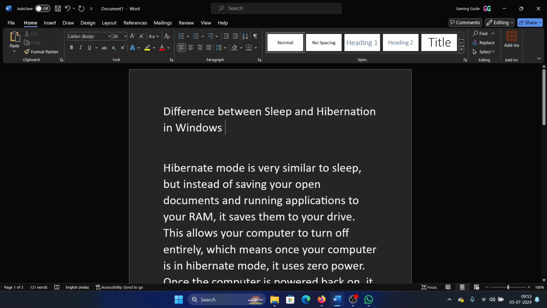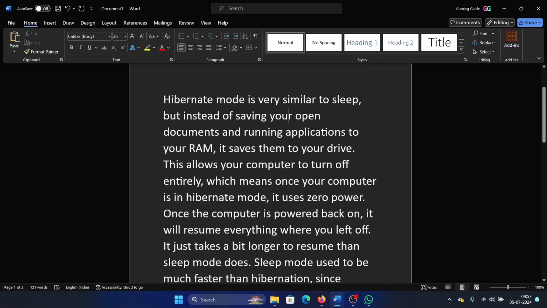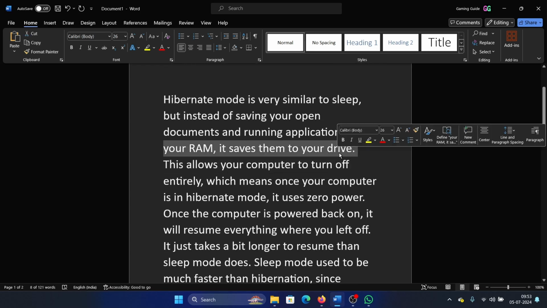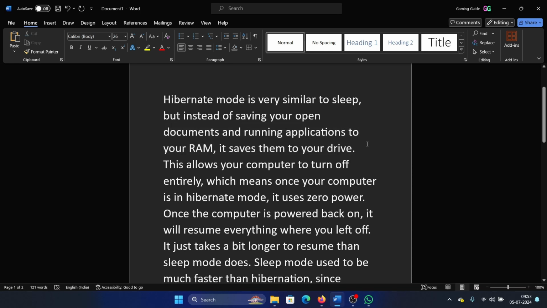Read this. Hibernate mode is similar to sleep, but instead of saving your open documents and running applications on your RAM, it saves them to the hard drive itself. So it will save the state of your system to the hard drive itself. When you put your computer into hibernate mode, it uses zero power. It is just like switching off your computer.